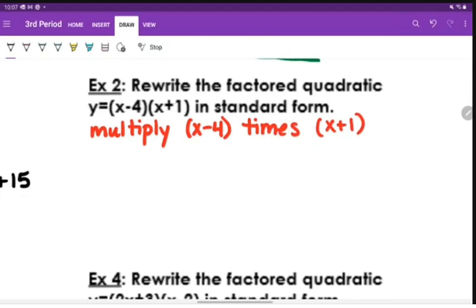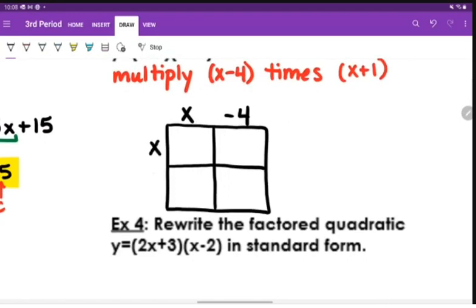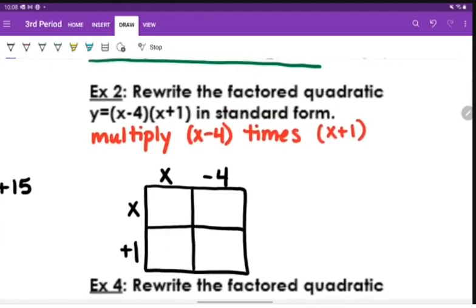So this is where my rectangle comes in. I'm going to be multiplying a 2 by 2. So I'm going to make a box that has 2 columns and 2 rows. And along the top, I'm going to put x minus 4. And along the side on the left, I'm going to put x plus 1. Notice that that 4 is negative. That's going to affect things, so pay close attention as we're going through the various pieces of this problem.